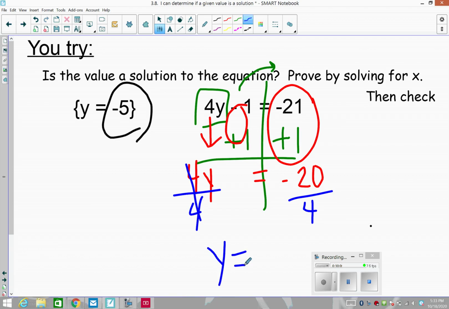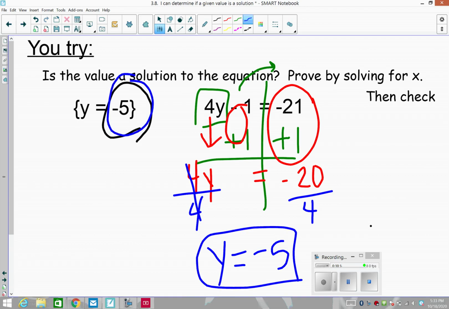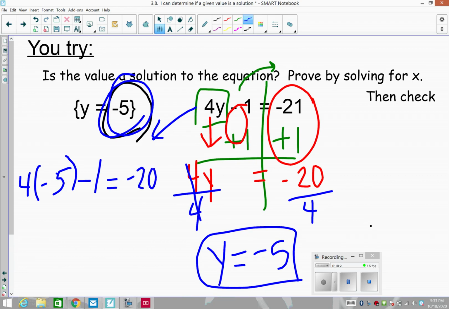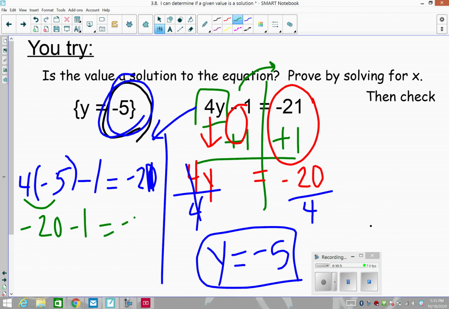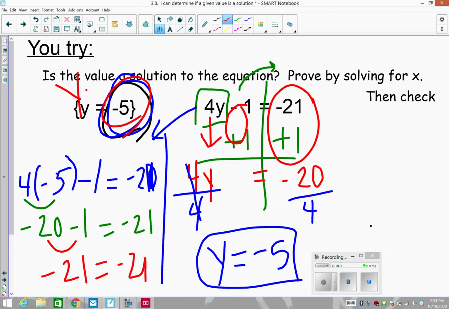We have a triangle problem here. Negative 20 divided by 4 is negative 5. So we believe negative 5 is the correct answer. Let's plug it in and verify. 4 times negative 5 minus 1, does that equal negative 21? So that's negative 20 minus 1. Does that equal negative 21? So negative 21 equals negative 21. Nailed it. So yes, we would say that negative 5 is the solution to the equation.